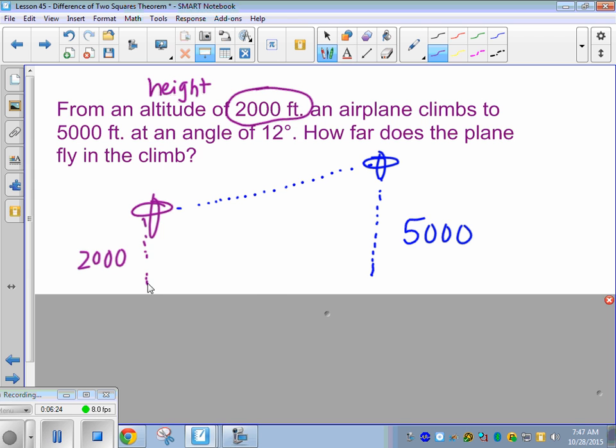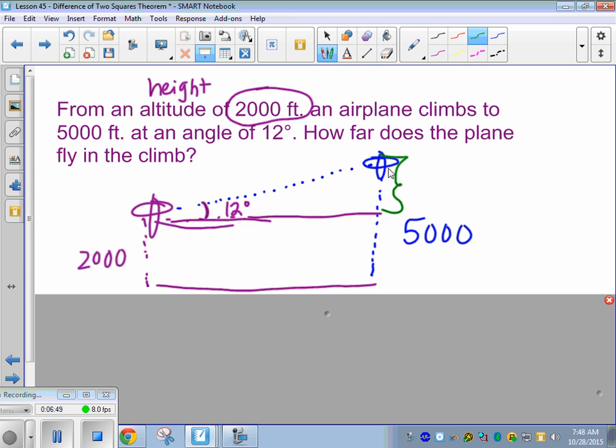What we want to do is we've got the ground down here, and we want to line up that line. So parallel lines, okay? So ground where it starts. So this angle right here is 12 degrees. So we're climbing at an angle of 12 degrees. Does anybody know what this is right here? Because we really only want this part of the triangle.